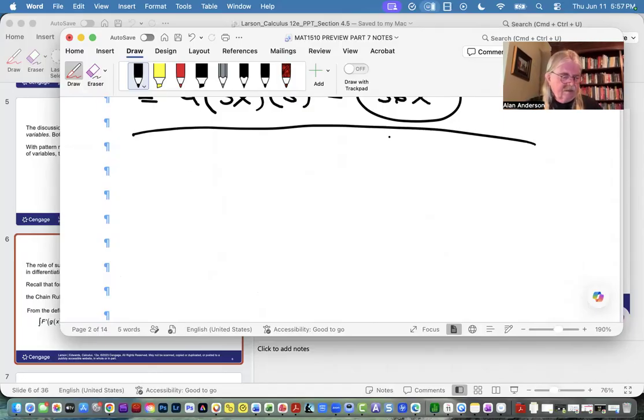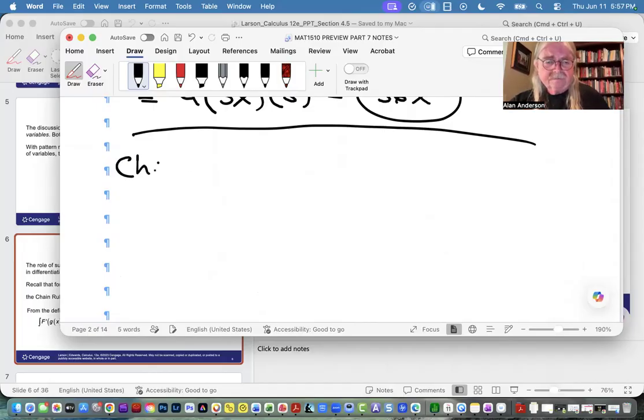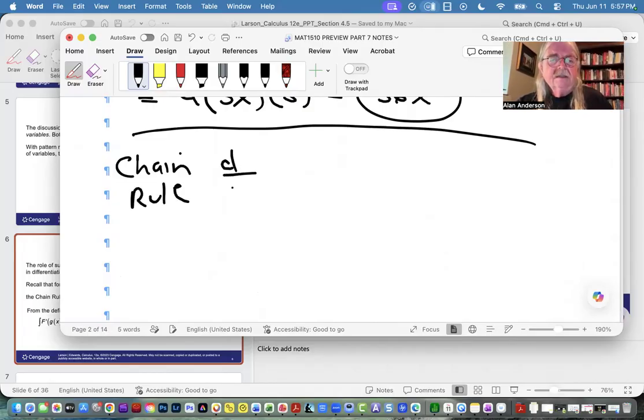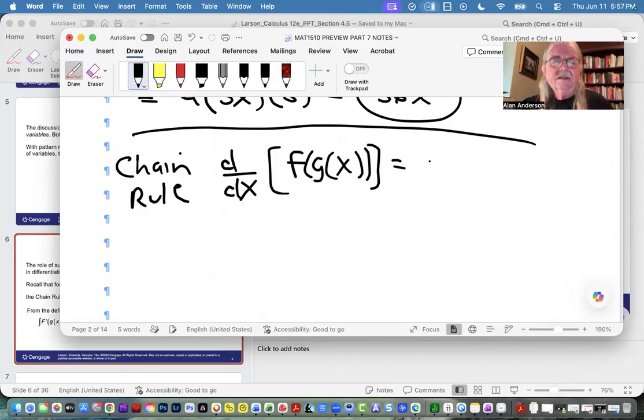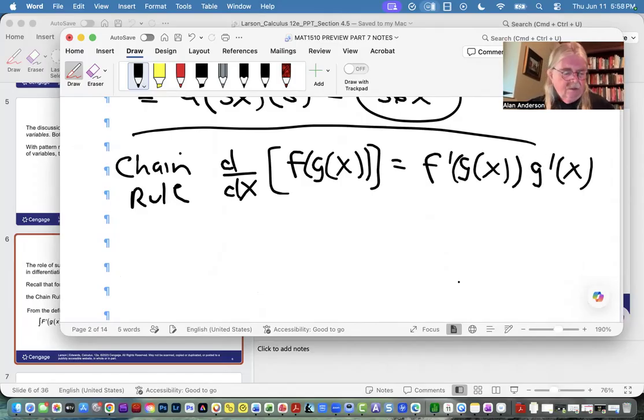So if you start out by noting that the chain rule tells us that d dx f of g of x is equal to f prime of g of x, g prime of x. It turns out that the chain rule also implies that the following is also true.